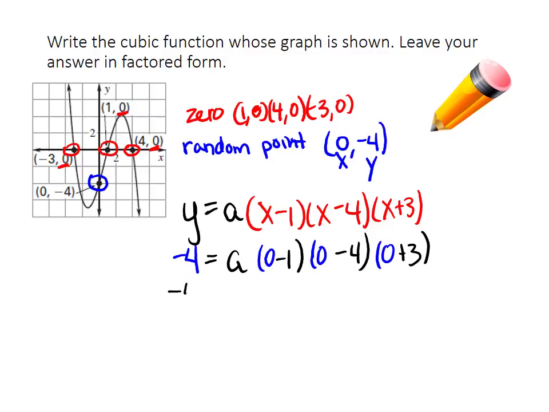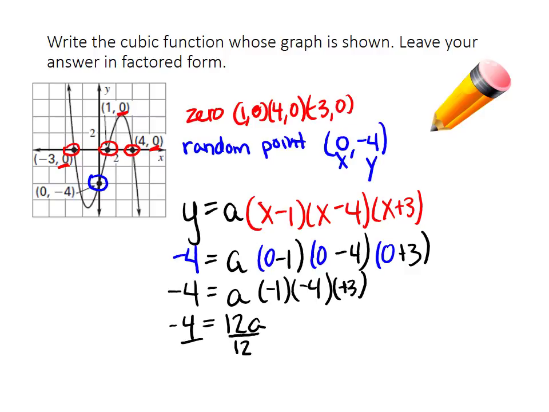From there we want to simplify. Let's see how far we can get. -1, -4, +3. Let's multiply those out. +12 with my a equals -4. Let's get a by itself. A equals -1/3.